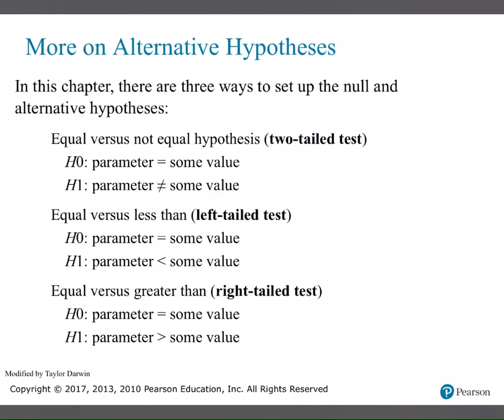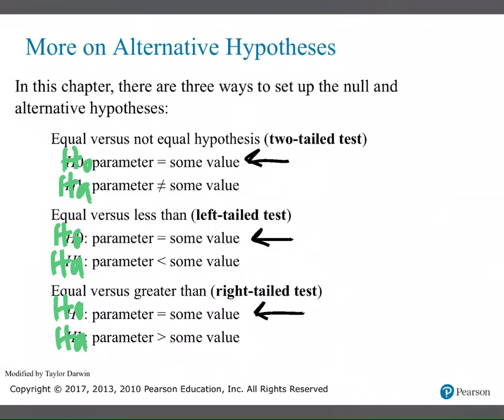These are basically all the different situations that will happen in this chapter. I'm going to change all these really quick. H sub 0, H sub A, H sub 0, H sub A. For some reason, the formatting is always weird on subscripts. But there are three ways that we're going to set up the null and alternative. Do notice that the null is always equal to. So it's always going to be our parameter equal to some value.